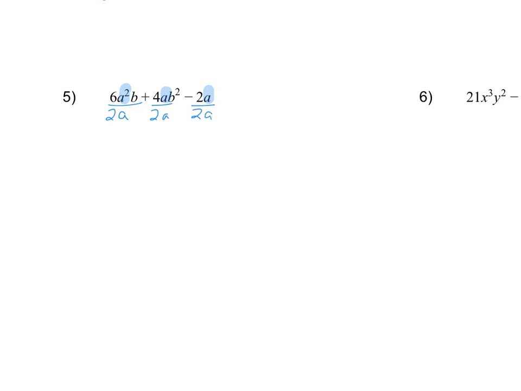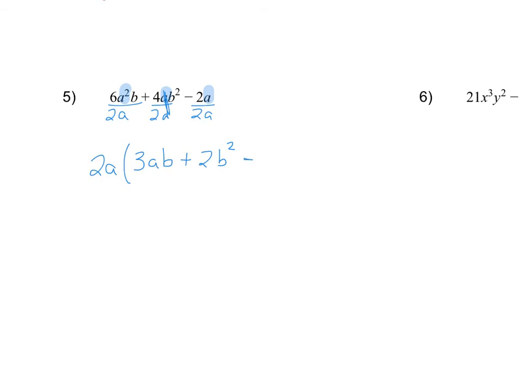And again, whatever you do to one, you have to do to the other. So what I'm dividing by is going to come outside of the parentheses. What's left stays inside. So 6 divided by 2 is 3. A squared divided by a is just a. And then that b is also still there. Plus 4 divided by 2 is 2. The a's cancel out here, and that's left with b squared.